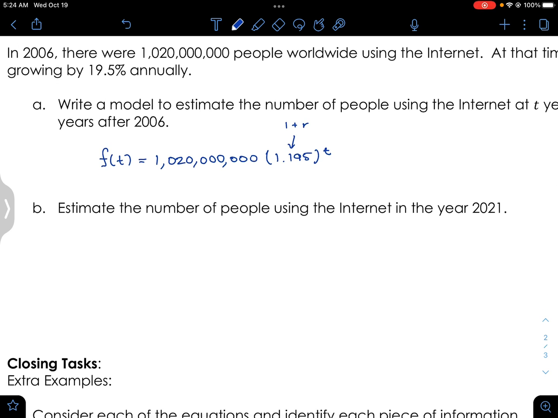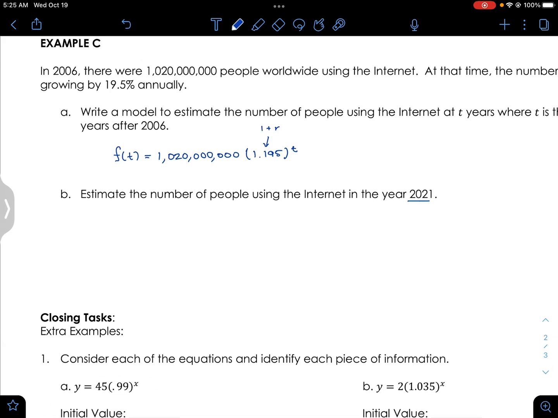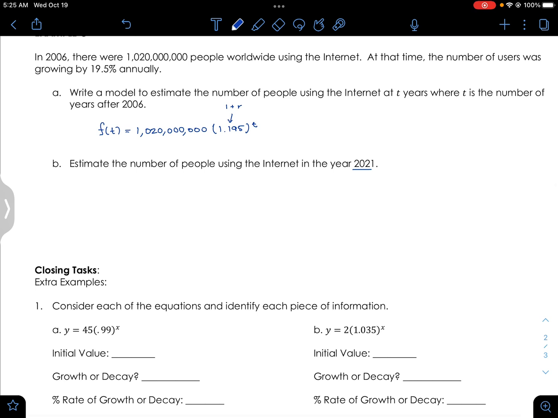And so now that we have our equation, we're going to estimate the number of people using the internet in 2021. To figure out what you should plug in for this equation, you would take the year you're interested in, 2021, and subtract the original year, 2006. That gives you 15. So you know that t is going to be 15, so you'd like to find f of 15. That's equal to 1,020,000,000 times 1.195 raised to the 15th power.